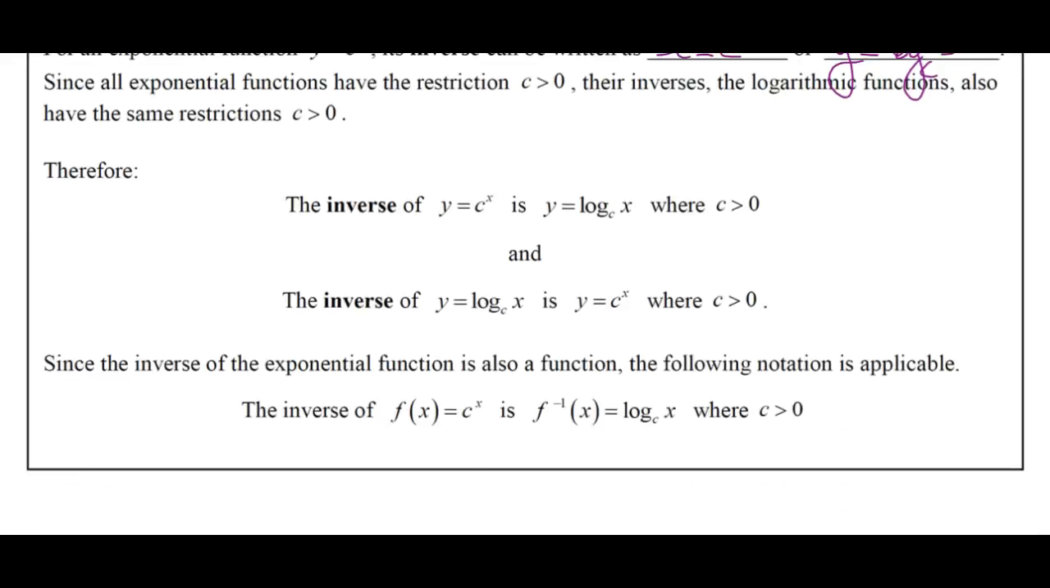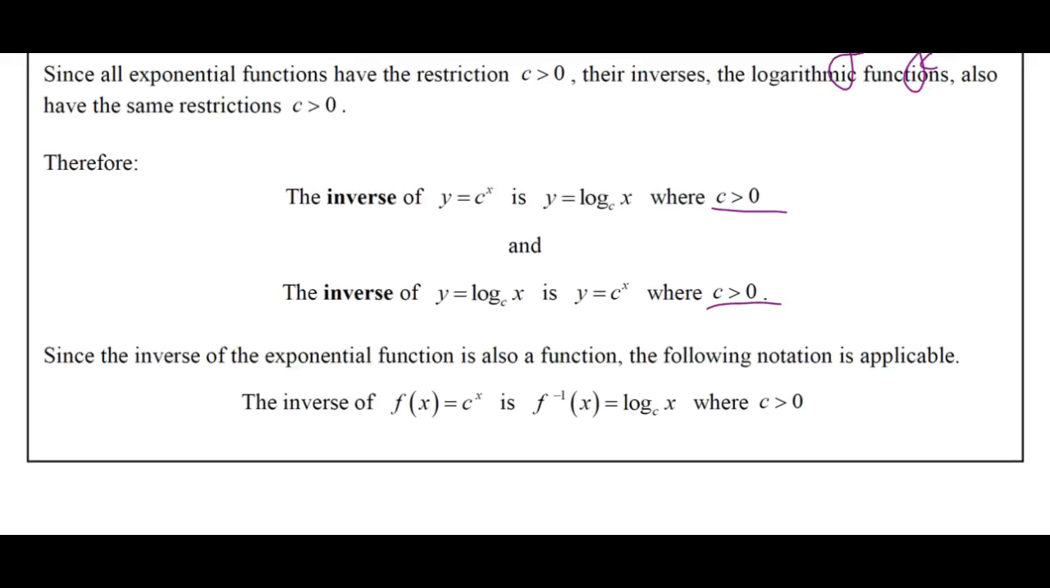So therefore, the inverse of y equals c to the x is y equals log base c of x, where c is greater than 0. And the inverse works both ways, right? The inverse of this function will be the exponential function, same deal. So the base of our log function must be greater than 0. Okay? Base of the log.